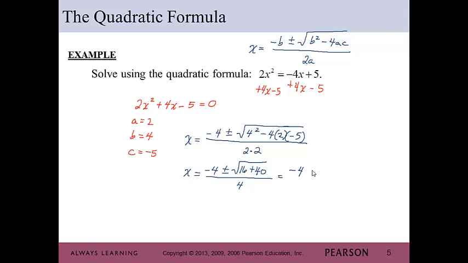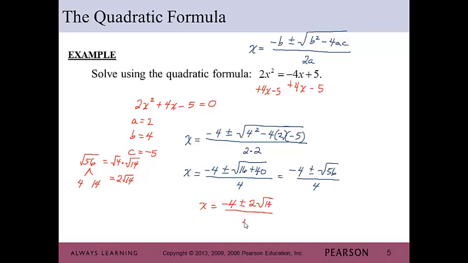So now we have negative 4 plus or minus the square root of 56 divided by 4. So now we need to simplify the square root of 56. 56 can be broken down into 4 times 14. So the square root of 56 is the same as saying the square root of 4 times the square root of 14, which is going to be 2 square roots of 14. So now we have x equals negative 4 plus or minus 2 square roots of 14, all divided by 4.